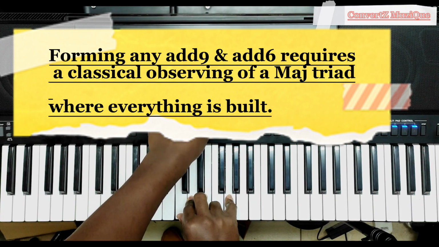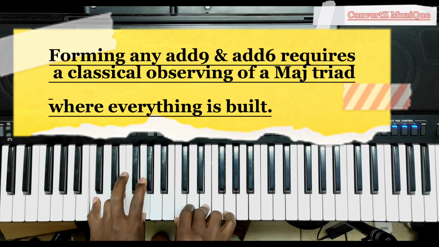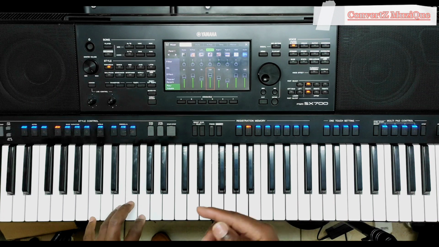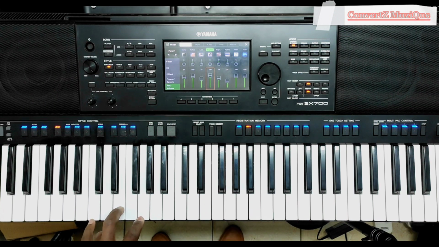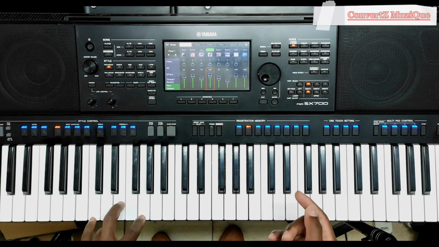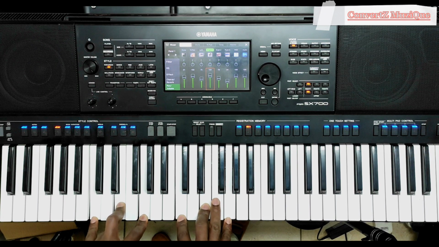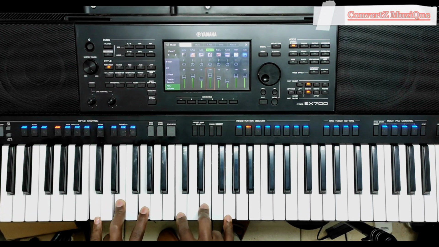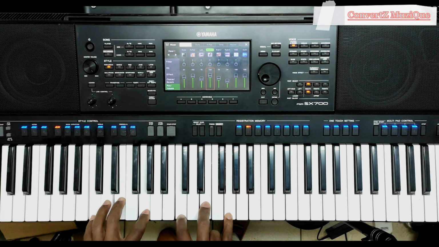Now, I want you to observe very well what a major chord looks like, because for you to get an Add9, you need to understand what a major chord looks like and the format and the arrangement of the notes in a major chord. Okay, we have a C major chord right there. This is the root.